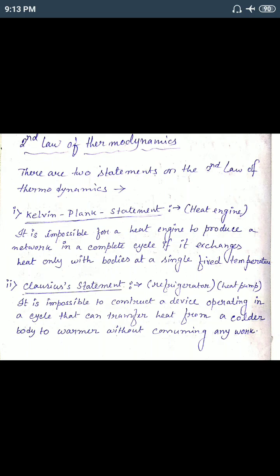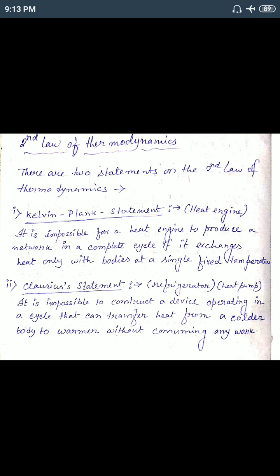So let's study the statement. Kelvin Planck statement: it is impossible for a heat engine to produce a net work in a complete cycle if it exchanges heat only with bodies at a single fixed temperature. It is not possible that in a complete cycle it will absorb heat from the source and directly go to the sink at a fixed temperature.